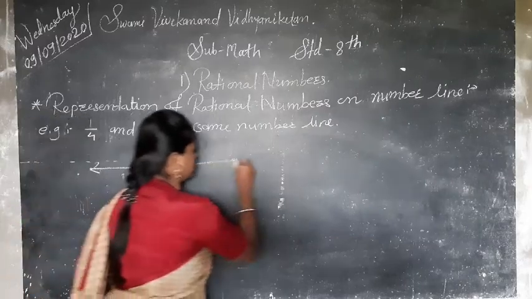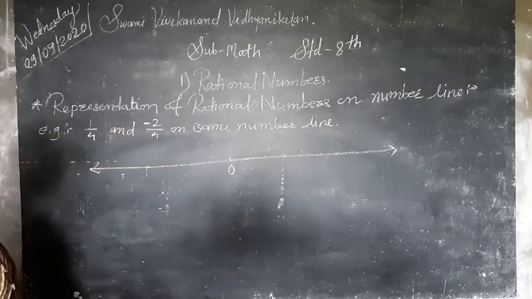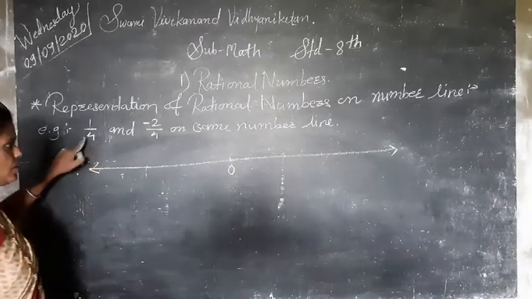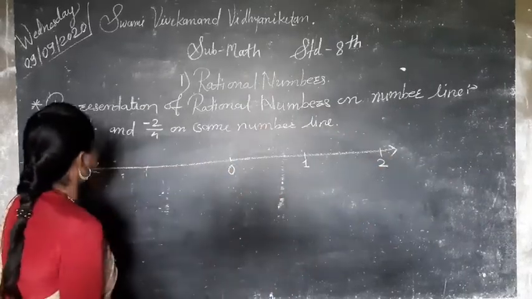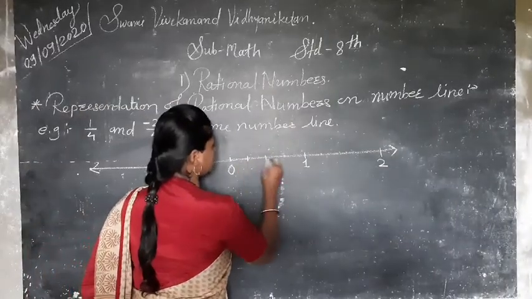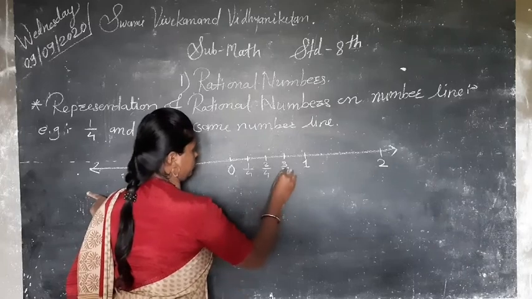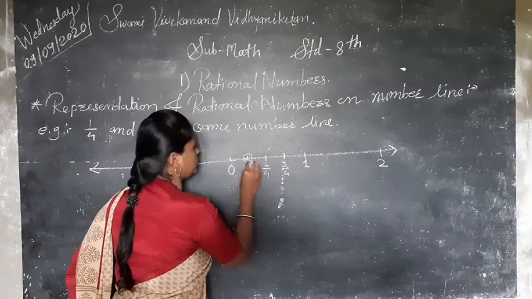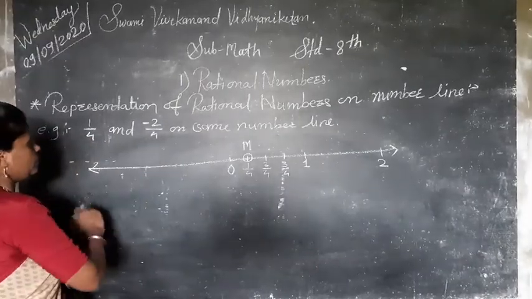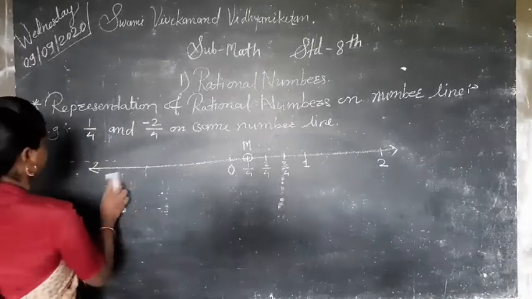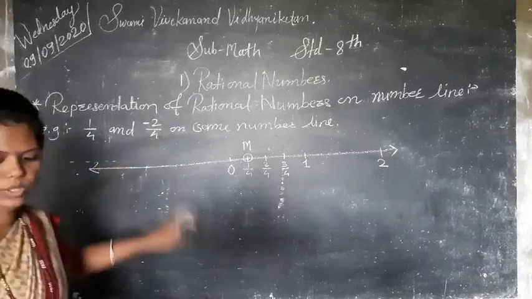First of all, draw a sharp long number line. Exactly at the middle you can mark 0. Now the positive one, 1/4, is what you have to represent. Here this is your 1, this is the 2. Make 4 equal parts. So 1, 2, 3 and 4. Here 1/4, 2/4. So that you have to represent. We can give the initial M to represent your first rational number. And the second one is negative: -2/4 that you have to represent on a number line.